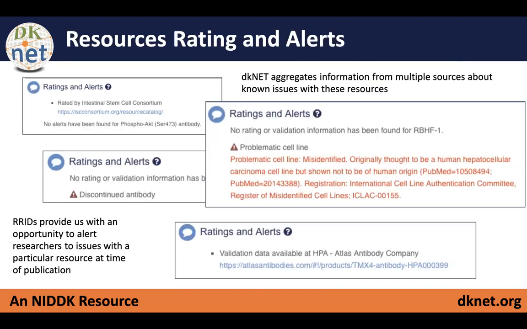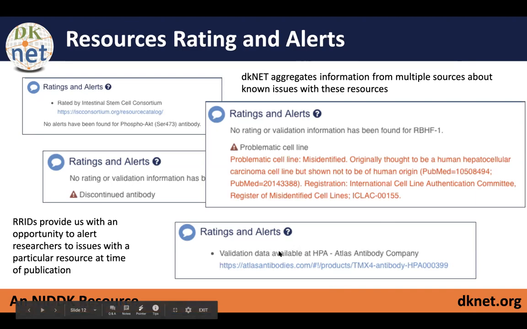And as I mentioned before, one of the key things in terms of having an RRID to actually specifically identify a resource is that we're able to pull resource ratings and alerts, and we're able to aggregate that information. So, for example, for cell lines, we can see if the International Cell Line Authentication Committee, where we're pulling data from, is registering that this is a problematic cell line.